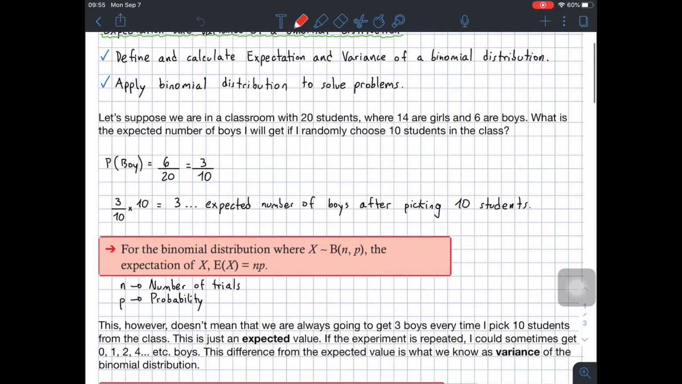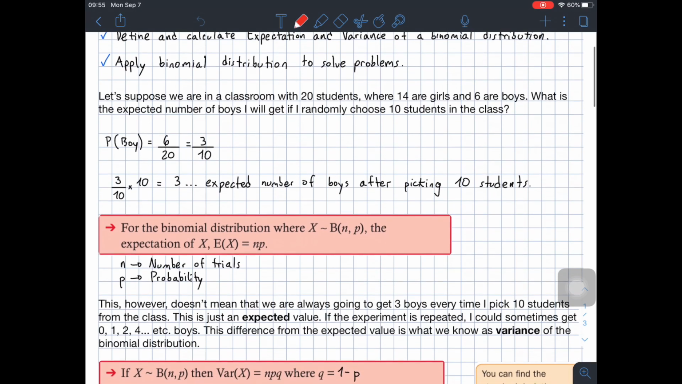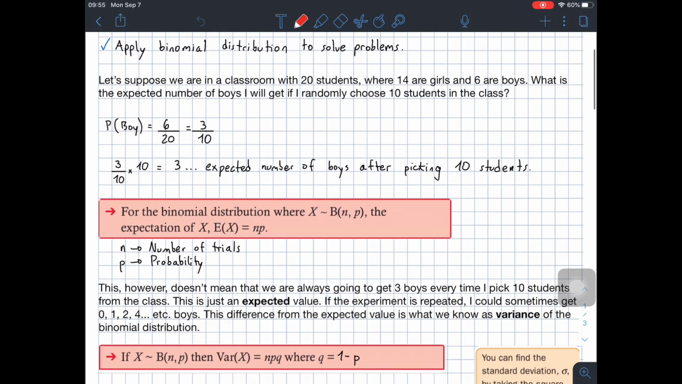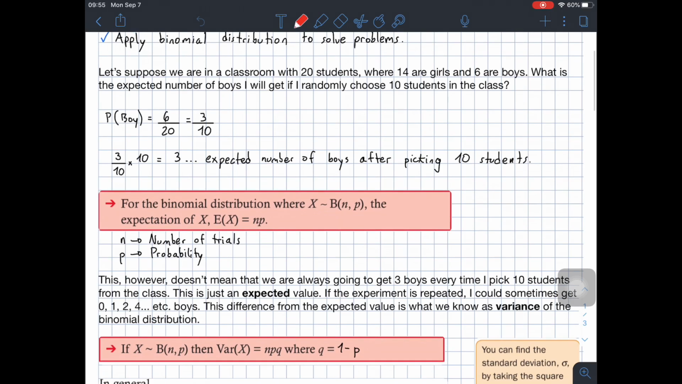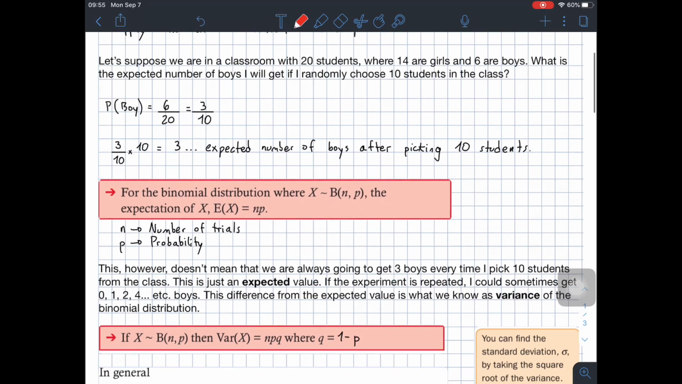Okay, so I prepared an example here in order for you to visualize what this is about. It says, let's suppose we're in a classroom with 20 students, where 14 are girls and 6 are boys. What is the expected number of boys I will get if I randomly choose 10 students in the class? So if we first of all calculate the probability of picking a boy, it would be 6 out of 20, right? Which if we simplify gives us 3 out of 10.